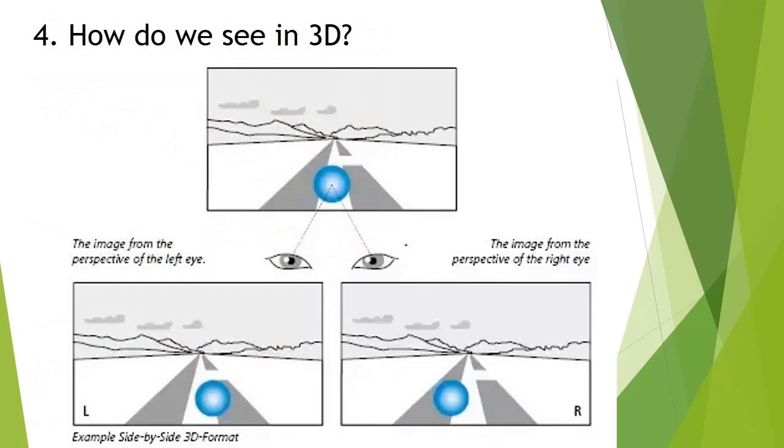Next we are going to cover how we see in 3D. Whenever we touch an object, like when we take our phone, we know the texture of the object. How is this? This is because our left eye sees something and the right eye sees something else. By combining both these images we see the object.